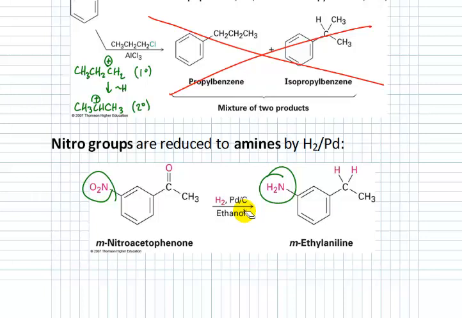You have to be careful what else is present, because any carbonyl groups that are alpha to the ring will also be reduced. So if you have a compound with a nitro and a C double bond O next to the ring like that, they'll become respectively an amine and just a regular alkyl group.